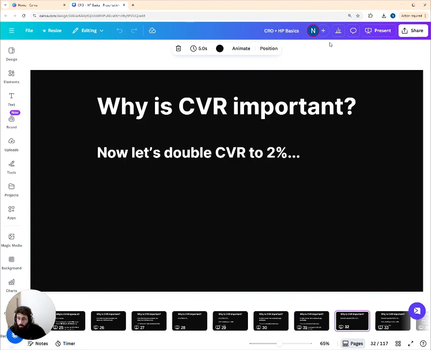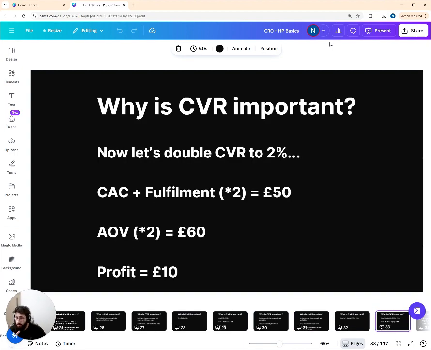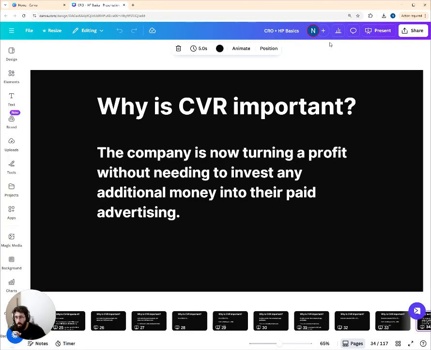Now, if we double our conversion rates to 2%, CAC plus fulfillment times 2 now equals 50, and our average order value equals 60, which means that our profit is now £10. So this company has gone from being break even, borderline having a loss, to now turning a profit without having to invest any additional money in paid ads. That's the power of conversion rate optimization.